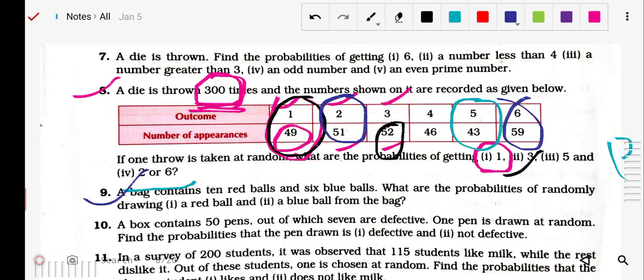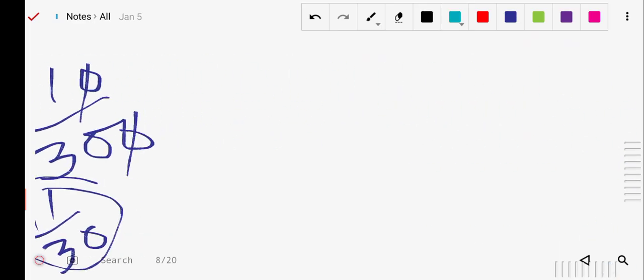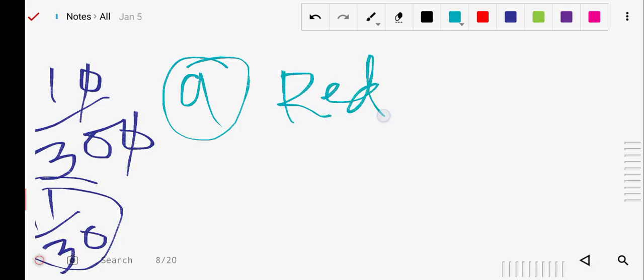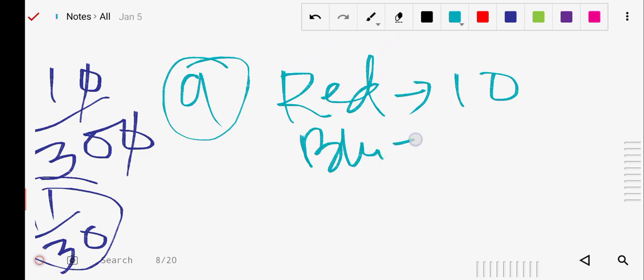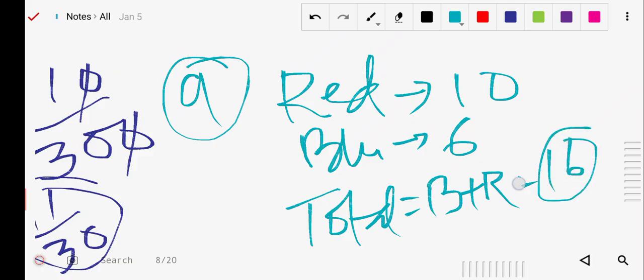Now, next question, number 9. A bag contains 10 red balls and 6 blue balls. What is the probability of randomly drawing a red ball and a blue ball from the bag? First, we write the total number of red balls, which is 10, and blue balls, which is 6. The total number of balls, blue plus red, will be 16.